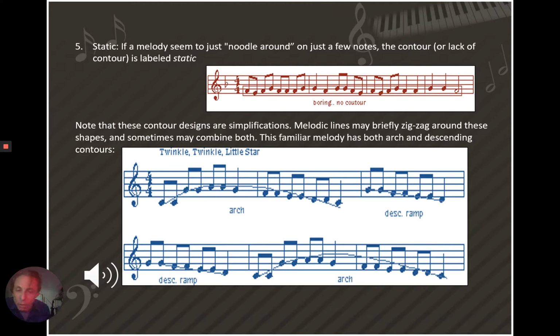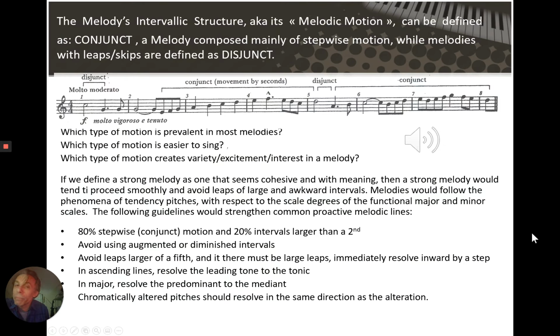Again, not a classic melody. Thank you, Mr. Tuba. So that was the idea of contour.